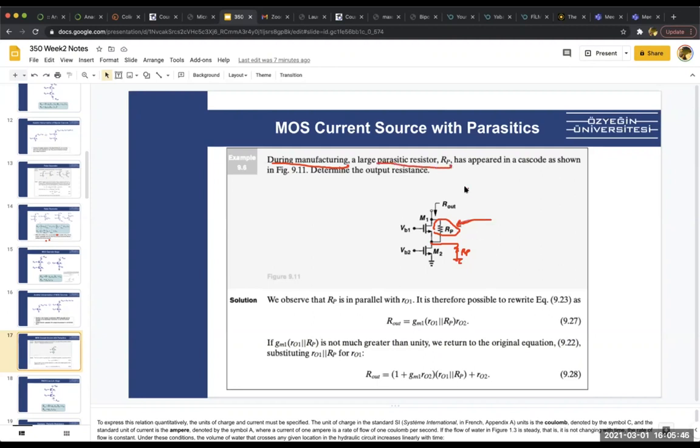In this question, it says, due to a manufacturing mistake, somehow a parasitic resistor showed up like this. And what would be the new Rout? For the new Rout, you can just see that this R pi resistance comes with the RO1, right? There is an RO1 here due to the M1. So it comes in parallel with that. New Rout becomes this. And this R pi, if it is small, it will dominate, right? So then if it is small, this will disappear. And as you can see, your Rout will get smaller.